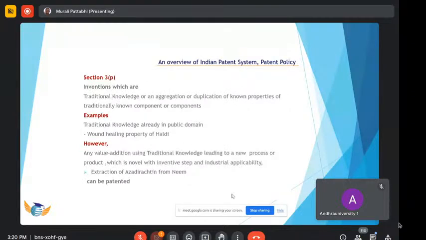And 3P we all know. As per our traditional knowledge, some of the examples are that haldi is used for bacterial treatment of wounds, or for fungus we use neem. All these come under our traditional knowledge. If I use those things, I will not be given a patent.